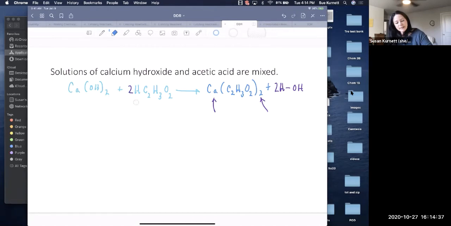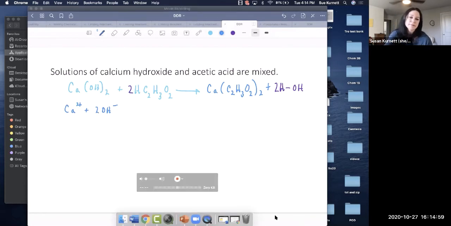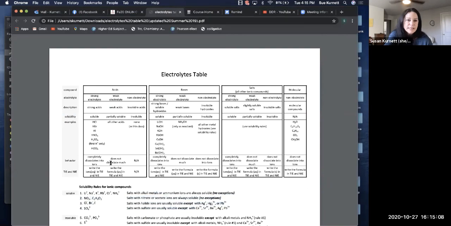So now I'm going to use my solubility table or table of electrolytes to decide what stays together, what breaks apart. I look up calcium hydroxide and I see that it is a strong base, strong enough to stand apart. It breaks into 3 ions. Acetic acid is an acid, and I see that it isn't one of the 6 strong acids. If it is a weak acid, it doesn't dissociate much, and we write the formula. We write the formula in the net ionic and total ionic equations, which means don't break it apart.